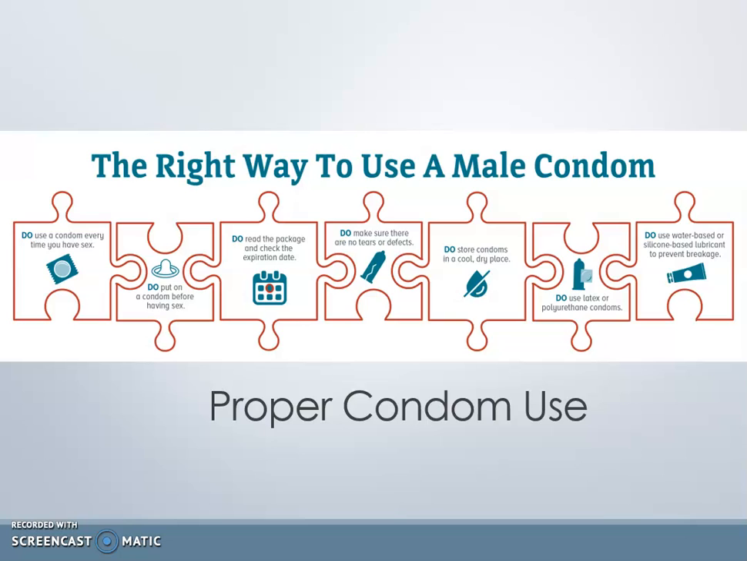Using latex or polyurethane condoms, there are different types out there, but they are not nearly as effective, and some don't stop STIs at all, but some are less likely to also stop pregnancies from happening. So making sure you have the right type of condom is very important. And then using a water-based or silicone-based lubricant to prevent breakage is also the proper use of condoms.